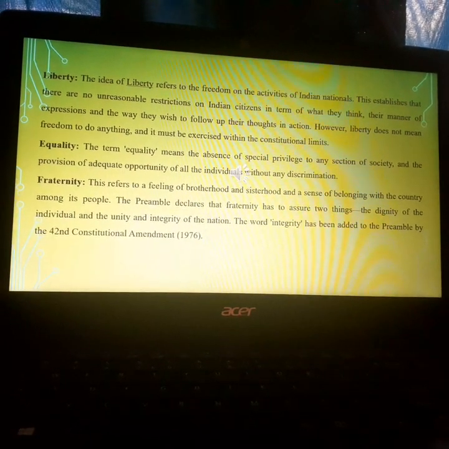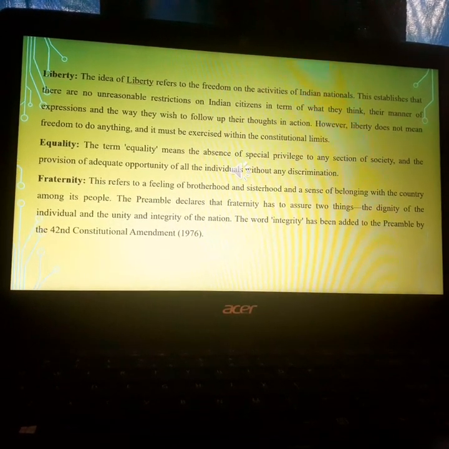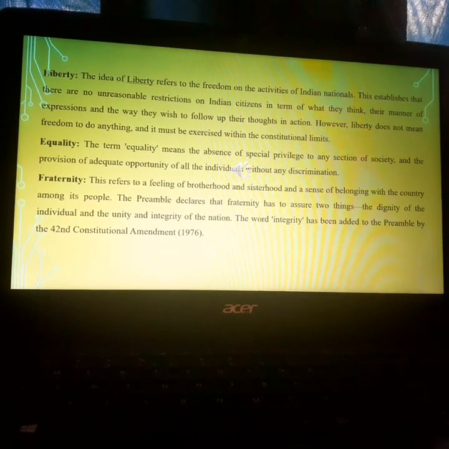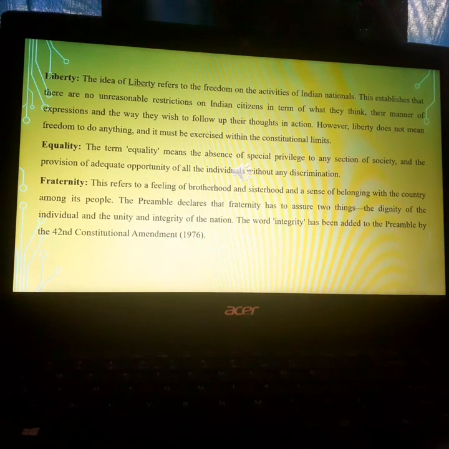Equality. The term equality means the absence of special privilege to any section of society and the provision of adequate opportunity for all individuals without any discrimination.